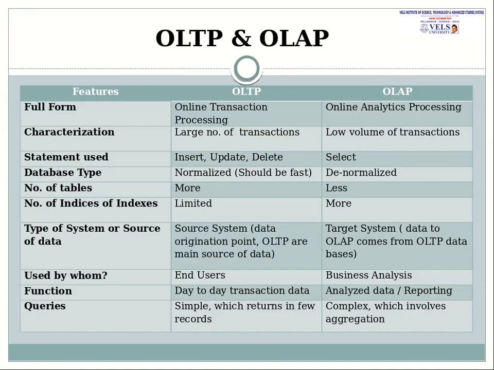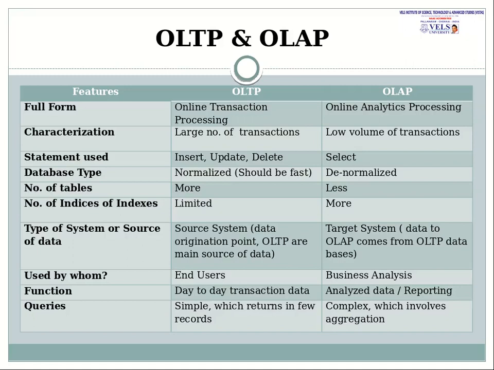And what are the types of system and the source of the data? The OLTP is for application purposes, mainly concentrating on the designing side. For example, an online banking system, a hotel reservation system, a ticket booking system: everything application-oriented uses OLTP processing. So the OLTP system is a source system used on the application side, the data origination point and main source of the data. But the OLAP system is a target system, where based on that application we can retrieve data with the help of the OLTP databases.